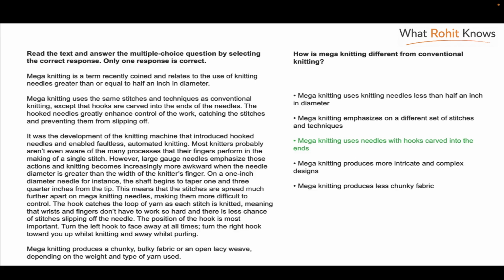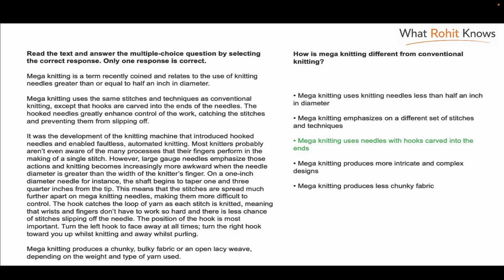Mega knitting uses knitting needles less than half an inch in diameter. This information is right there in the first paragraph, which told me what mega knitting is. And yes, it mentions the diameter of needles, but there it says the needles are greater than or equal to half an inch, and here it says they're less than half an inch. But more than that, it's not a comparison with conventional needles. It's just a statement about mega knitting. It's not a comparison with conventional knitting. So that's why this is not the right option for us.